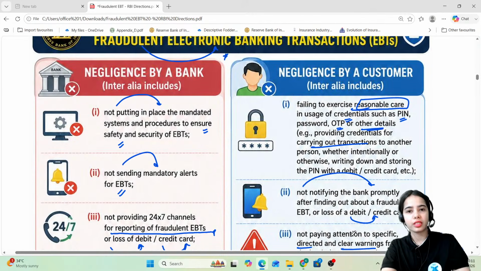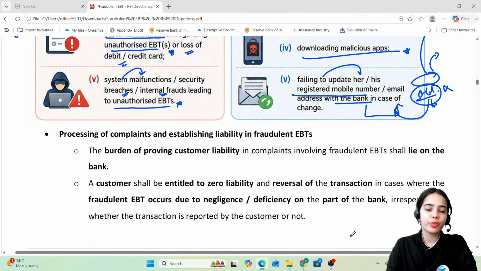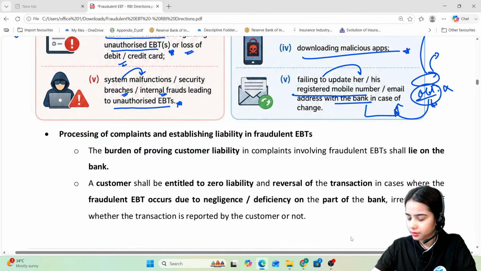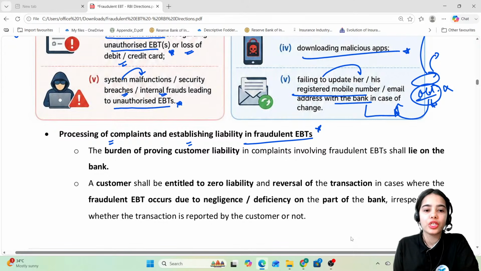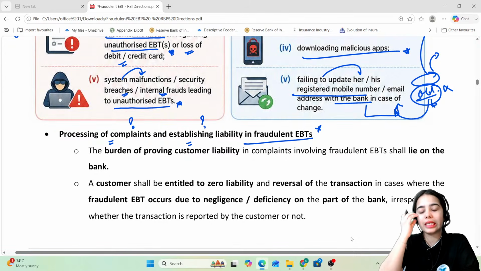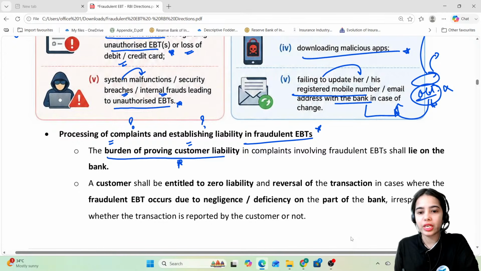Now who will bear the responsibility? Let's see that. So processing of complaints and establishing liability in fraudulent electronic banking transactions. Okay, so how the complaints will be processed, how the liability will be decided. So first of all, it is the burden of proving customer liability. The burden of proving customer liability in complaints involving fraudulent EBT shall lie on the bank.